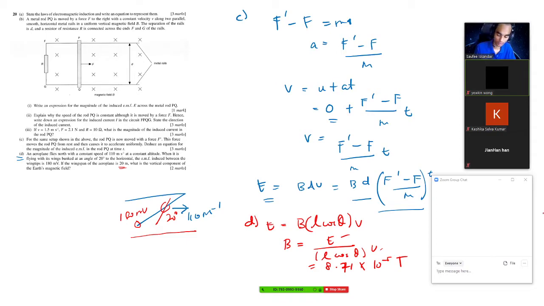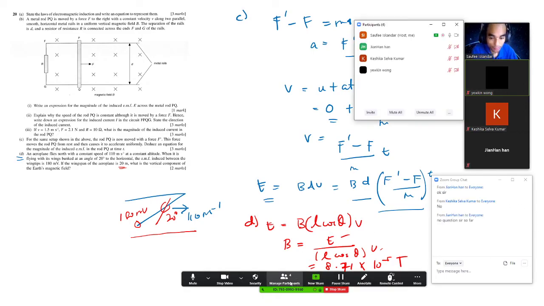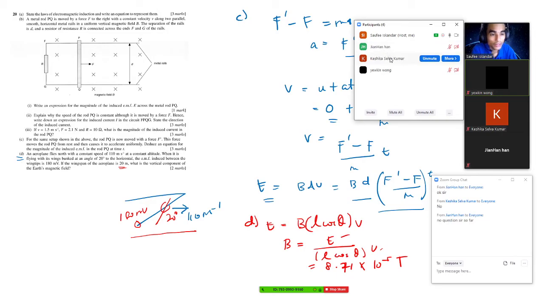We're going to stop here because we are already running out of questions at the end of the paper. Any question, Keshika, Yukin, and Jahan? Keshika, what happened to the others? What happened to Isha and the others? How many people came? Okay, so we have Jahan, Keshika, and Yukin only in the class.